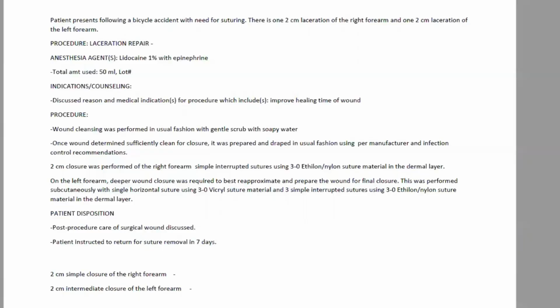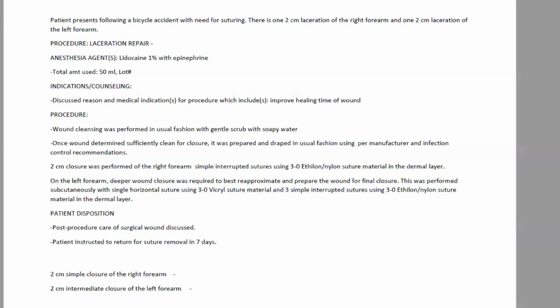So in this case, the patient presents following a bicycle accident and needs suturing. They have 2 lacerations, one on the right forearm, one on the left forearm. You have to be very careful because just because the provider says that the wound was 2 centimeters, that doesn't necessarily mean that they sutured 2 centimeters. That patient, technically speaking, could have a 5 centimeter laceration, but he could have only sutured up 2 centimeters of it. So you can't just go by, he says it was a laceration of 2 centimeters, unless he says he sutured the full length of the laceration or what have you.